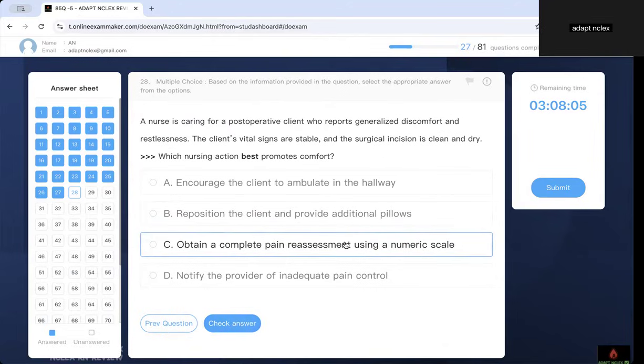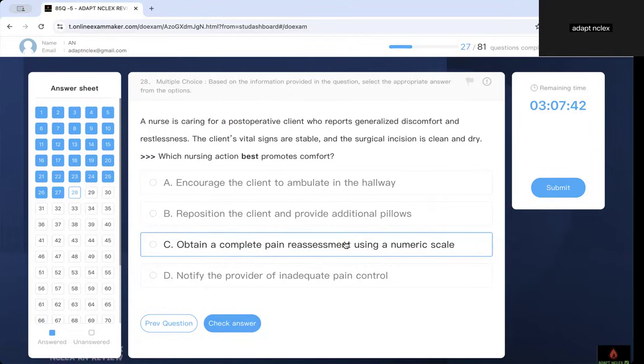Why? Encourage the client to walk. The patient is in pain. Reposition the client, provide additional pillows. Does that provide comfort? Obtain complete pain assessment using numerical scale. Patient is in pain right now. Notify the provider of inadequate pain control. Which one will provide best comfort for this patient at this point?